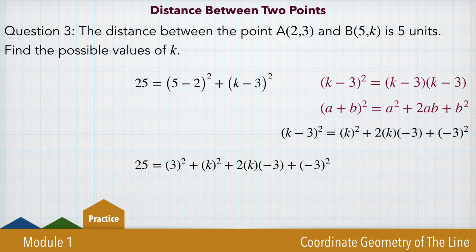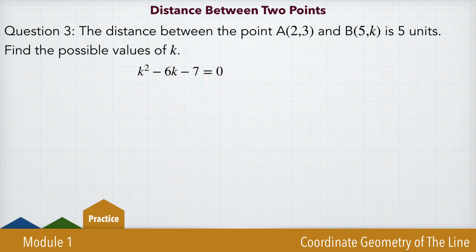Bringing it all together, we have 25 is equal to 3 squared plus k squared plus 2 by k by minus 3 plus minus 3 squared. We can now tidy up each part. Now we must rearrange the equation, putting all terms on one side of the equal sign. We now have a quadratic equation, which we must solve for k.